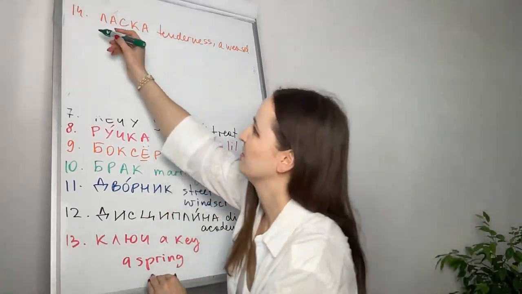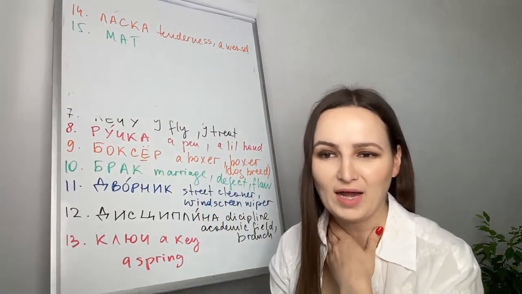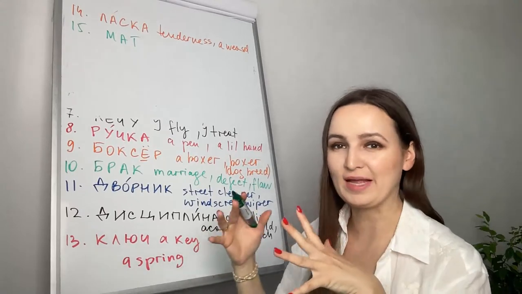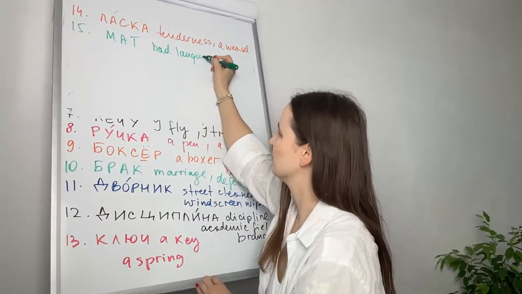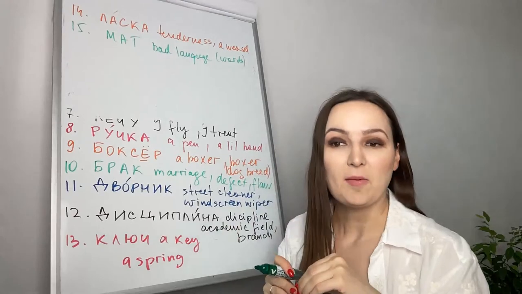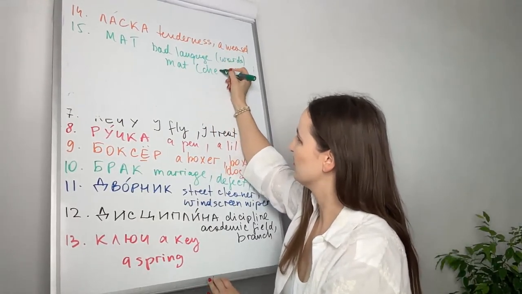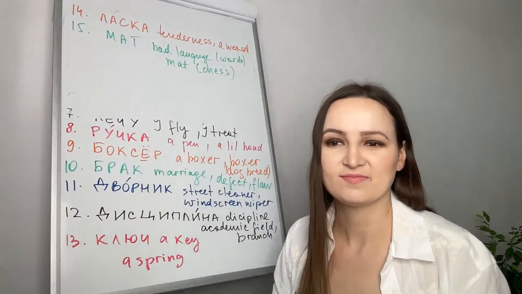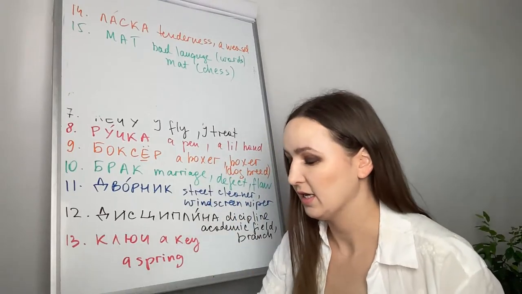Дальше, мат. 15. What is мат? Мат is a filthy language or bad language, those bad words. Or another meaning is mat in chess, in a chess game. Yes, slang or bad language, мат. That filthy language.